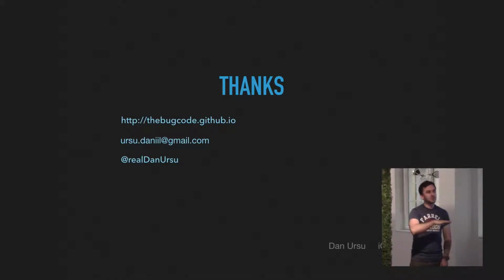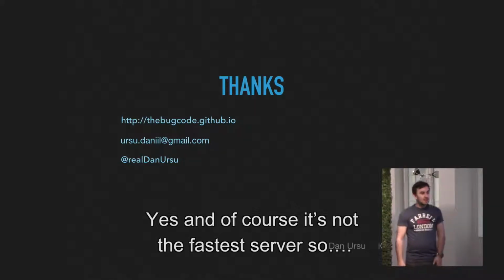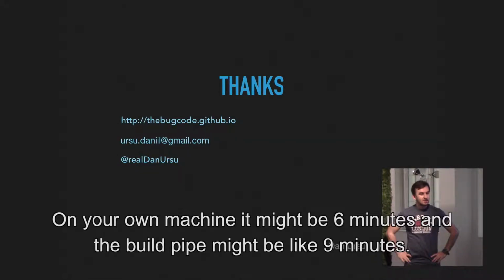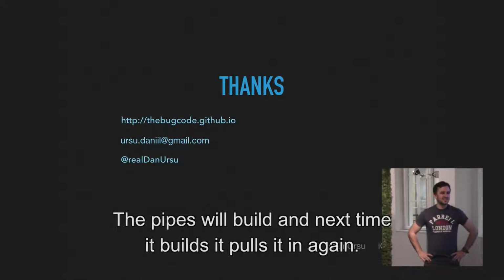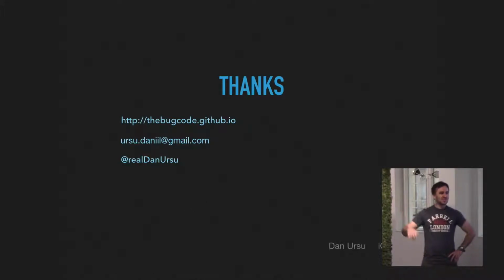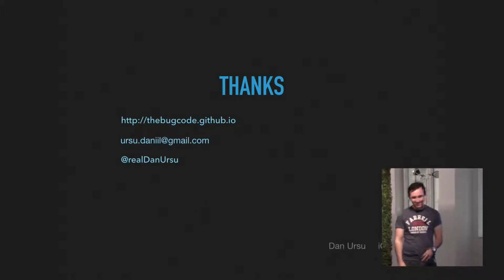So you can build as much as you want, as long as you don't cross 10 minutes. Yes, and of course it's not the fastest server, so on your machine it might be 6 minutes and the build might be like 9 minutes. But you can do tricks like caching things: do a partial build, save that to cache, and next time it builds, it pulls it in again. Disable unit tests, run fast.